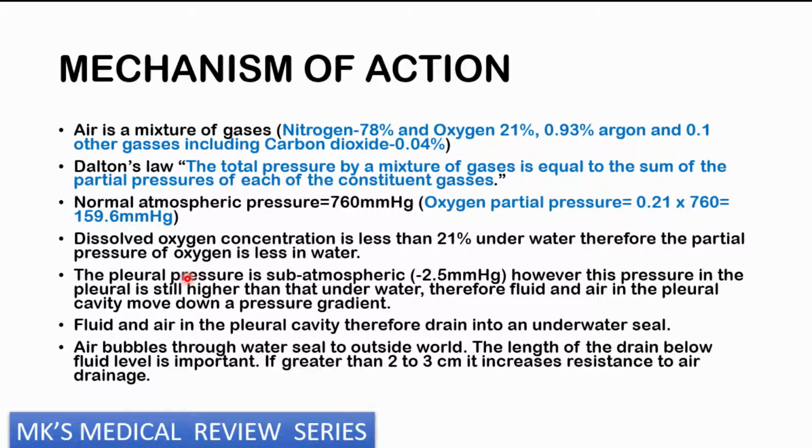So it means that oxygen is going to have a certain partial pressure in this component of the atmospheric pressure. Remember that oxygen is 21%. So if you calculate 21% of 760, oxygen accounts for about 159.6 millimeters of mercury. So that's roughly about 160 millimeters of mercury.